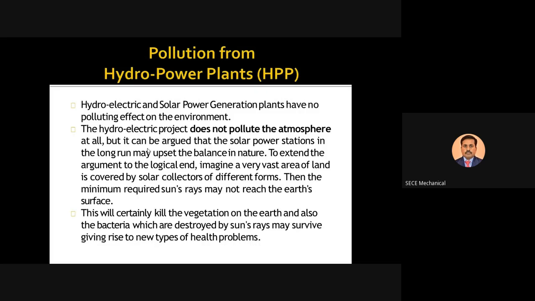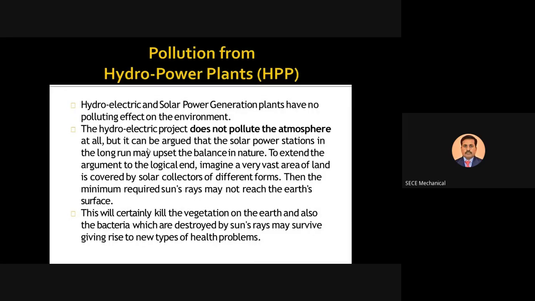Does a hydropower plant produce any pollution? Students, is it audible? Anyone? Yes, sir, audible, sir. Sir, no, hydroelectric has no pollution. But does a solar power plant produce any pollution? No, sir. No pollution.